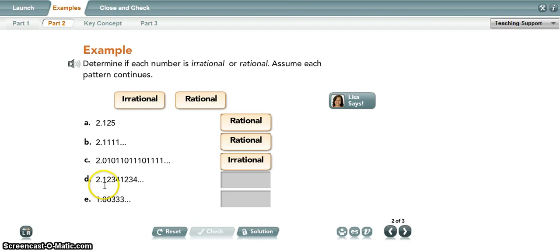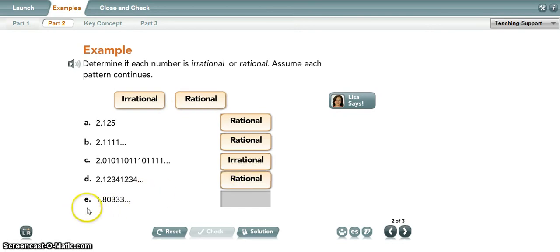And look at this one, 2.1234, 1234, dot dot dot. That means that it is going to continue repeating 1234, 1234, 1234. So if it's a repeating decimal, we know that to be rational.